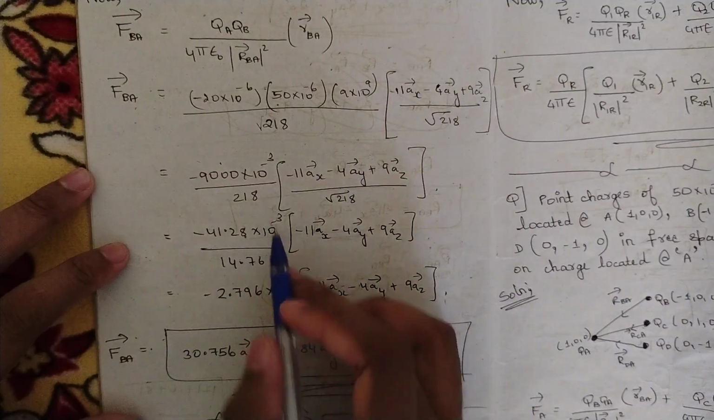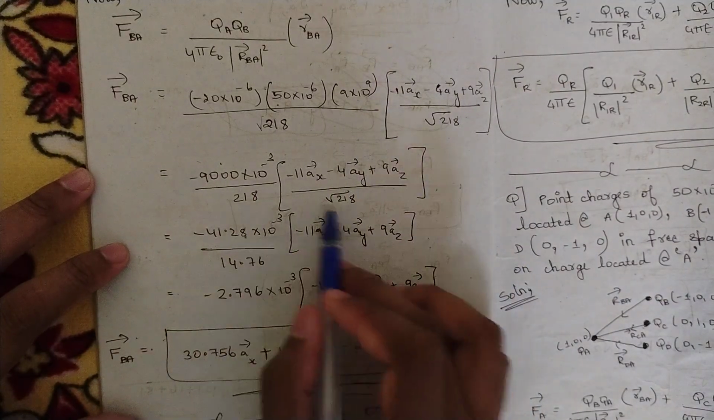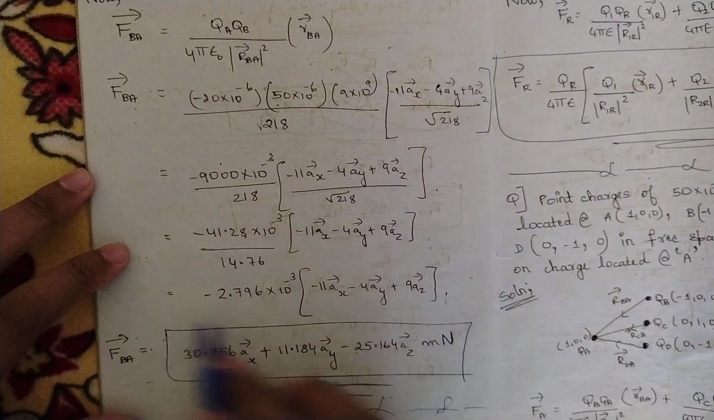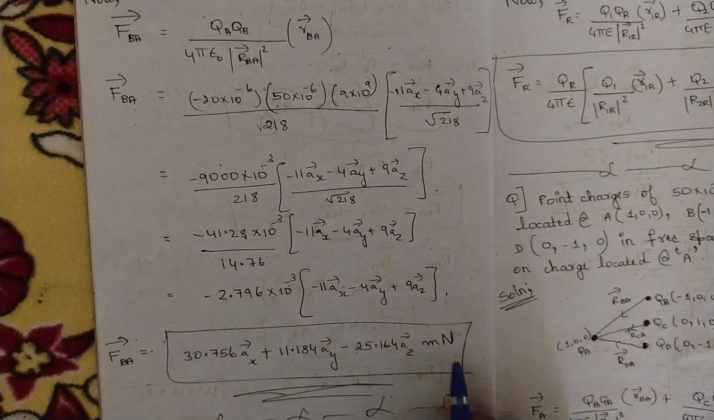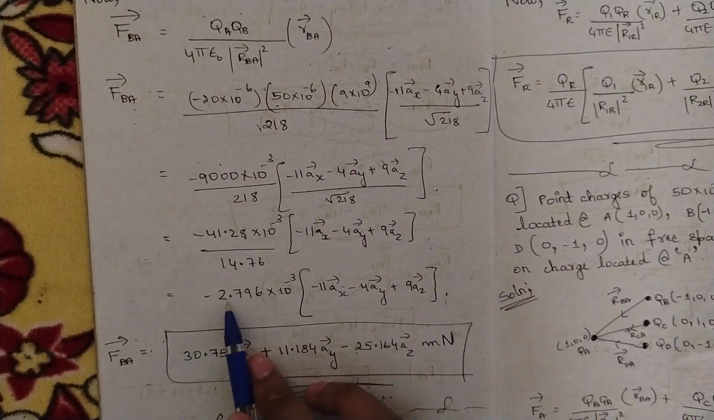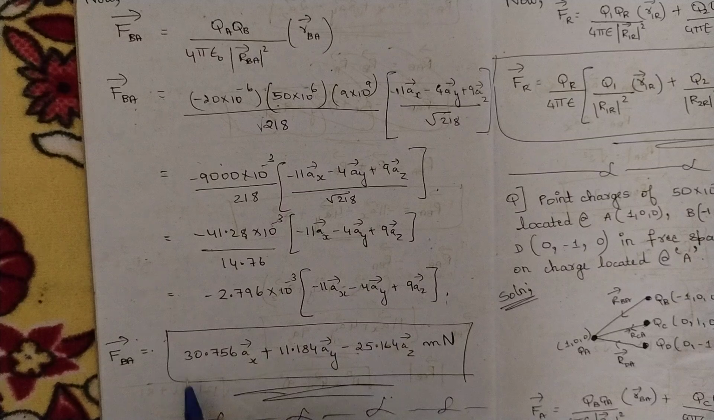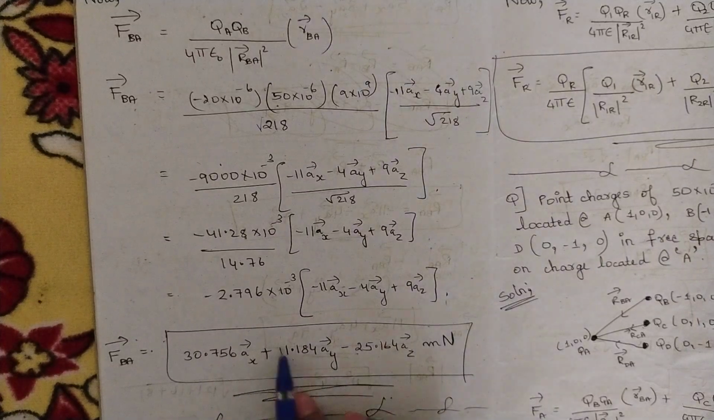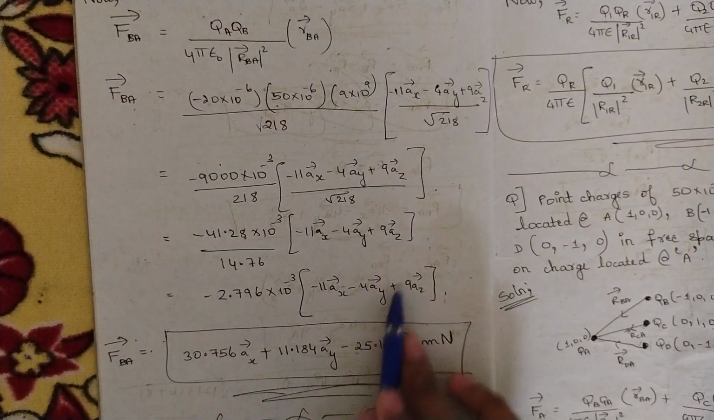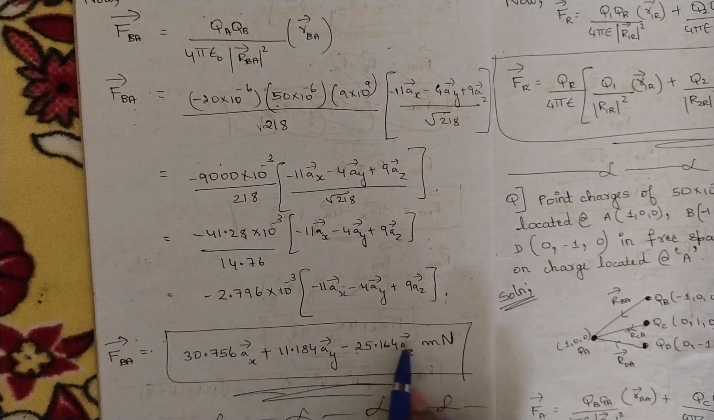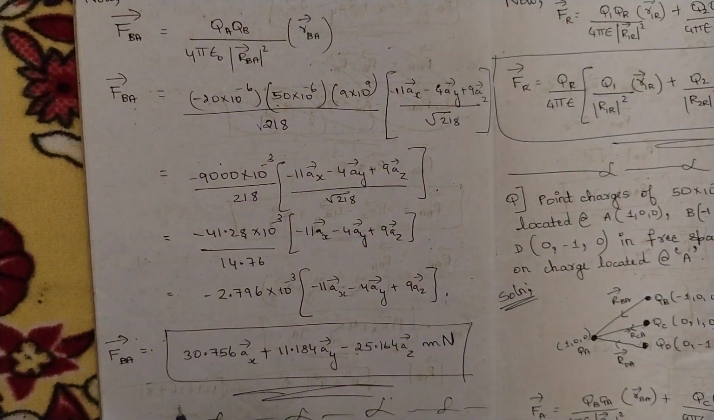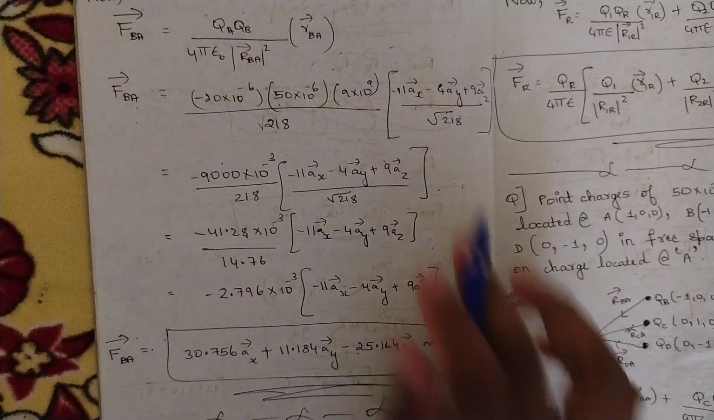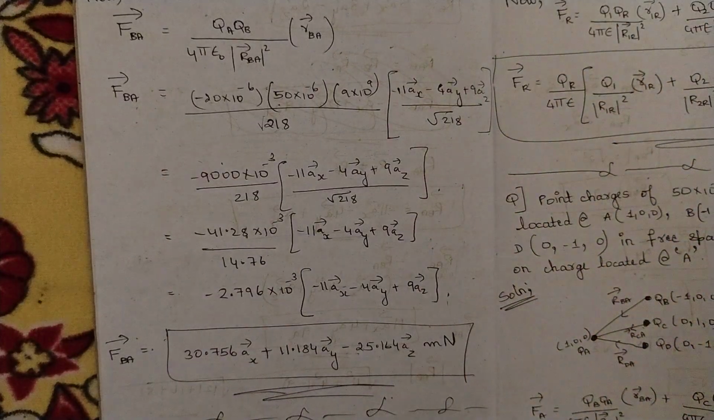So simplify this part here. Put it in the calculator and simplify, and you would get this term. With further simplification, our final answer, with 10 to the power minus 3 mentioned as milli here, is 2.796 into 11, which is 30.756AX, plus 11.184AY, minus 25.164AZ millinewton. So this is the force exerted on QA by QB, that is FBA. In this way we should be solving the problem. Hope it is clear.